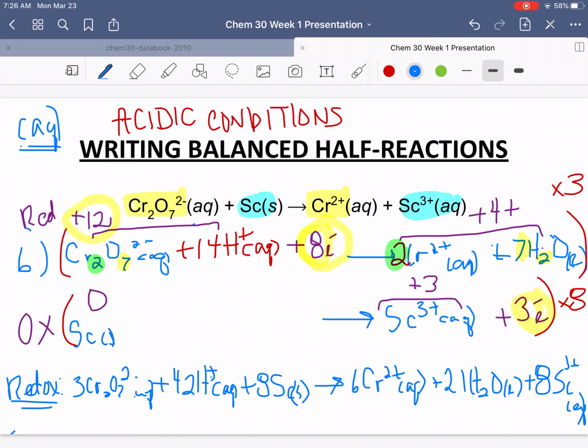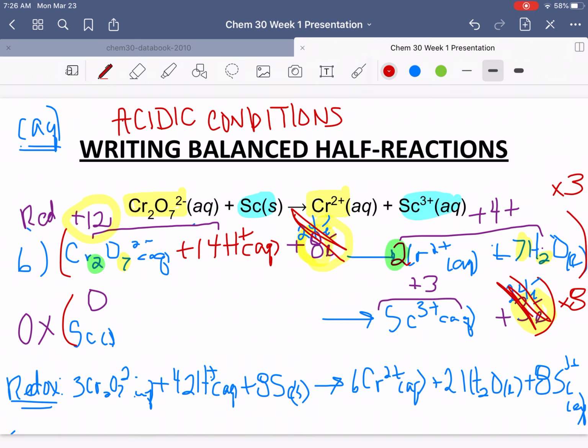Again, think about what's happening with those electrons. When we times that 8 by 3, there were 24 electrons here. When we times this 3 by 8, I had 24 electrons there. That means that those 24 electrons cancel out, and those 24 electrons cancel out. That's our ultimate goal when we're trying to balance these.